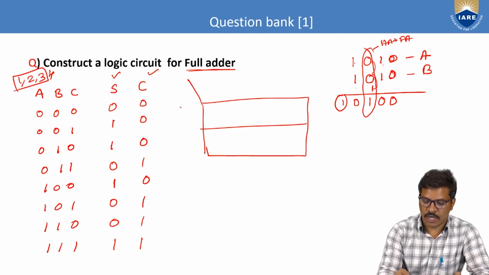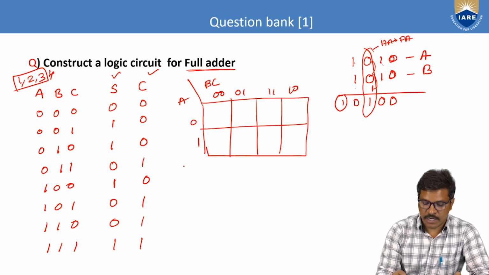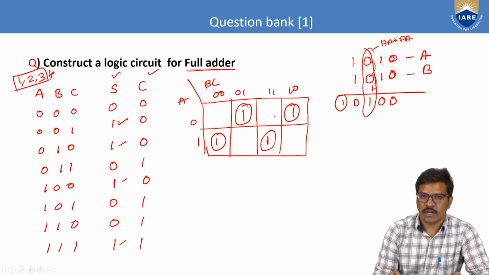Using K-map, we'll take A, B, C with 0, 0, 0, 1, 1, 1, 1, 0, 0, 1. By taking this, which combinations get the logic 1 output? Minterms 1, 2, 4, 7. So there is no option to combine the logic ones. Every one is independent, so they are essential prime implicants.